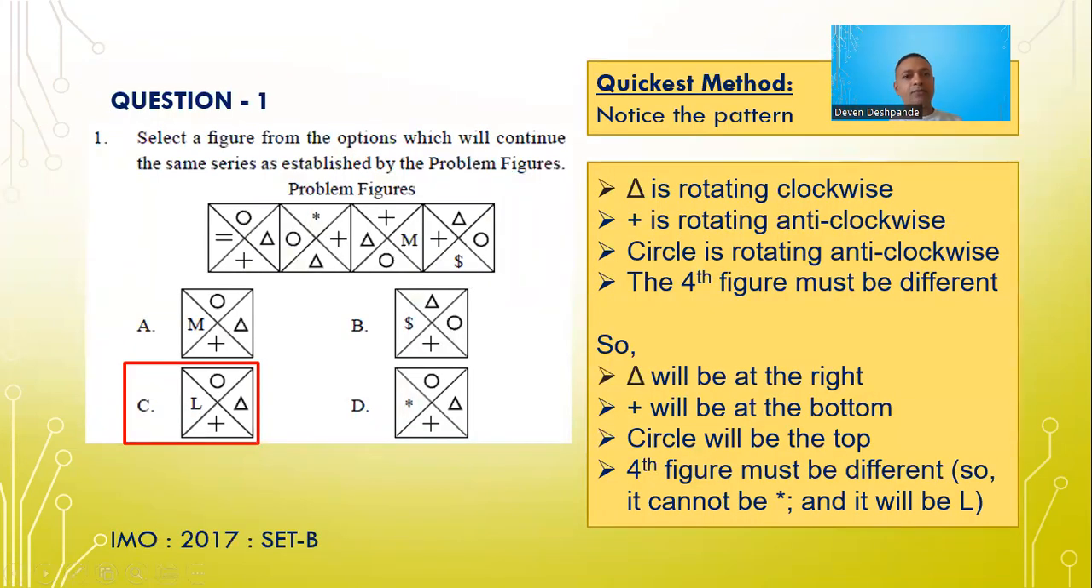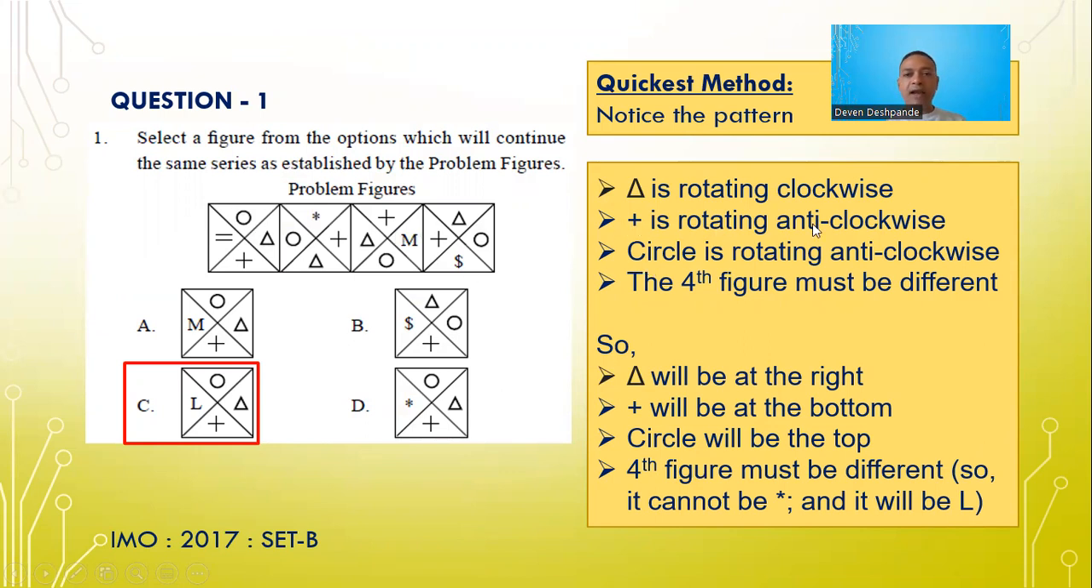Select a figure from the options which will continue the same series as established by the problem figures. Okay, so you have to notice the pattern. How is the pattern? So the pattern is like this. The triangle is rotating clockwise. So if you see triangle here, it will rotate clockwise like this. So the triangle is here on the right hand side. In the next, it will be on the right hand side. Here it will be on the left hand side. Here it will be on the top. So the triangle is rotating like this.